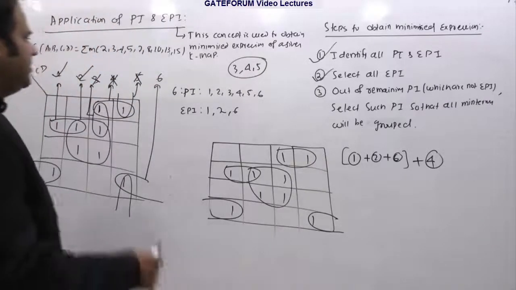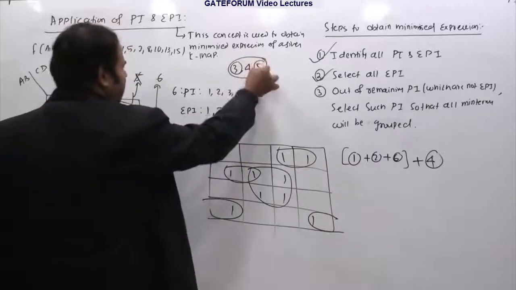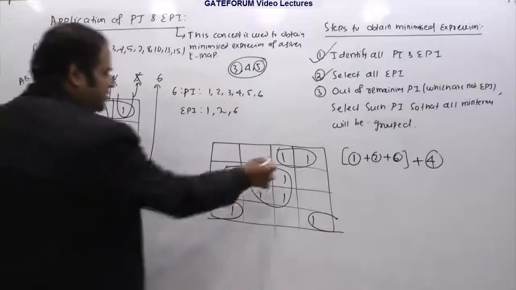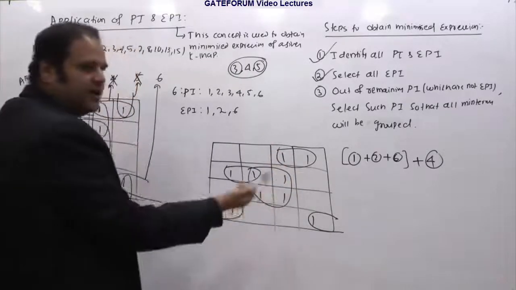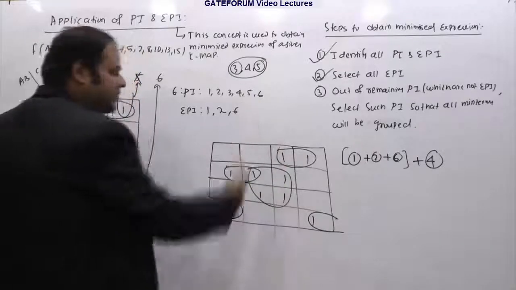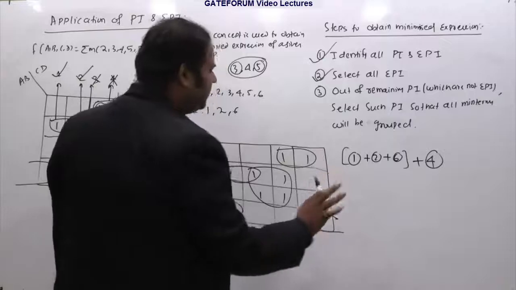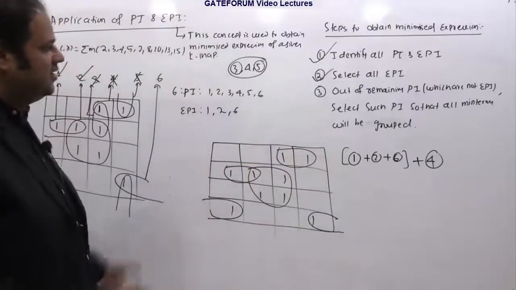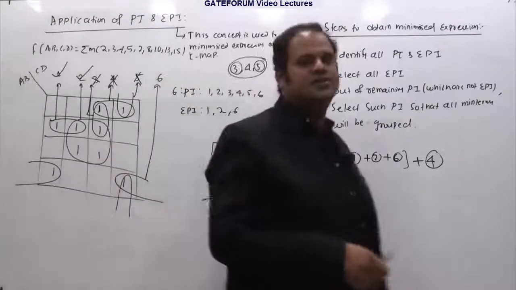And the remaining things, that means apart from this, I am left with 3 and 5. These 3 and 5 are not at all necessary, because if I go for group number 3, I will be doing it like this, and both of these minterms are already covered. So there is no point in doing a grouping like this. Similarly, there is no point in going for group number 5, because both of these minterms are already covered. Group number 5 would add one more extra term which is not necessary. So this is the application of PI and EPI. I hope this is clear.